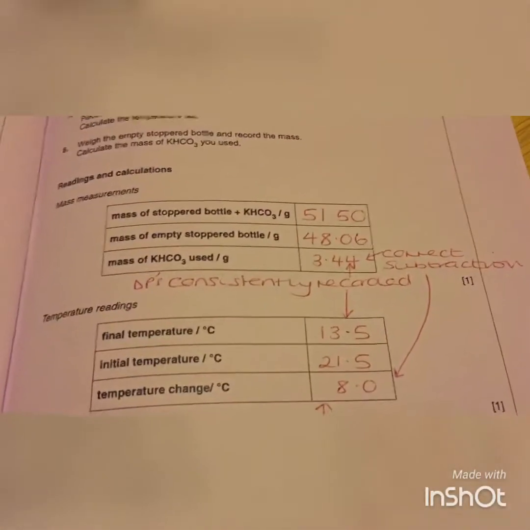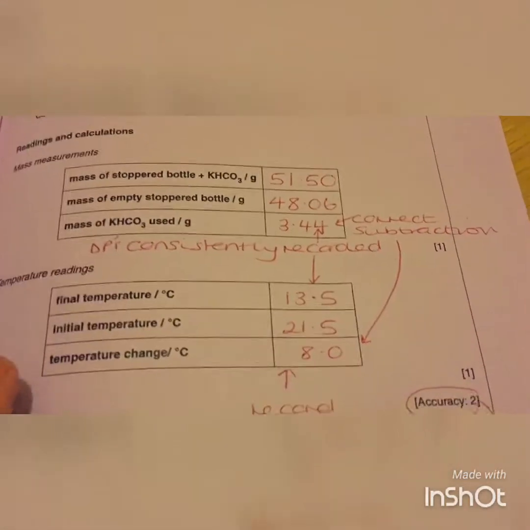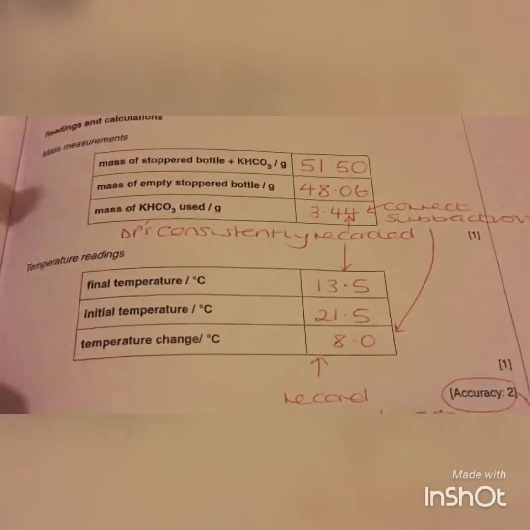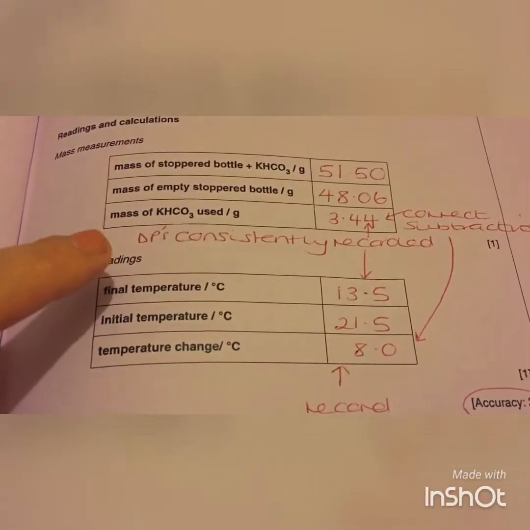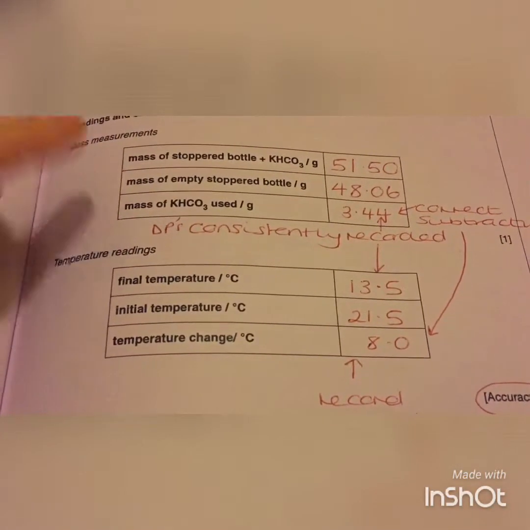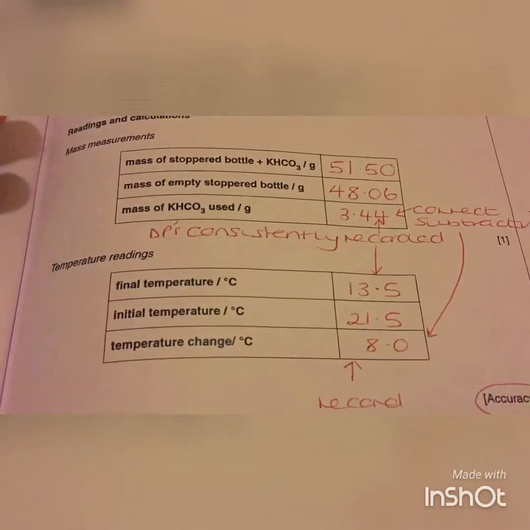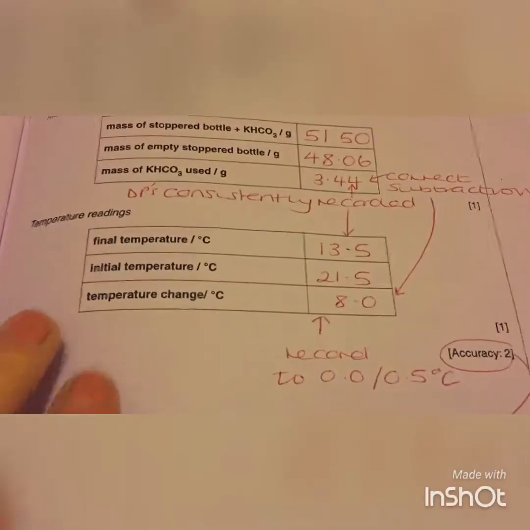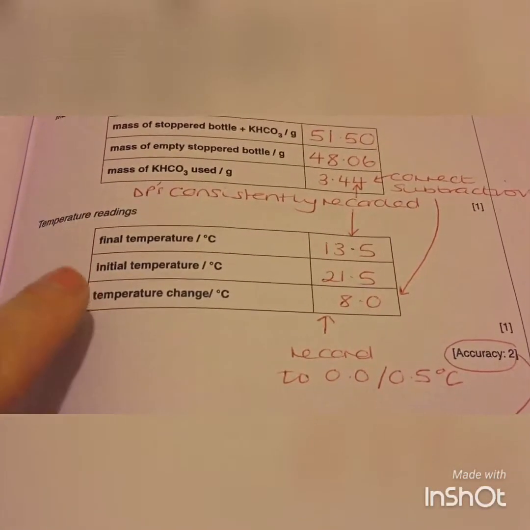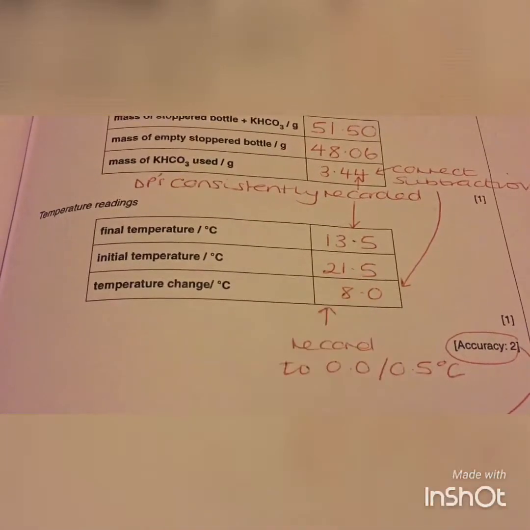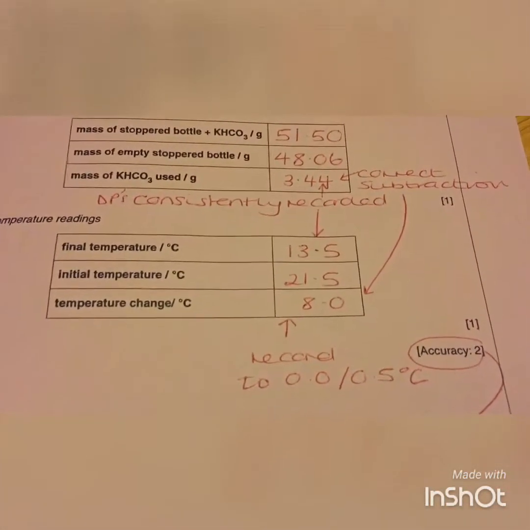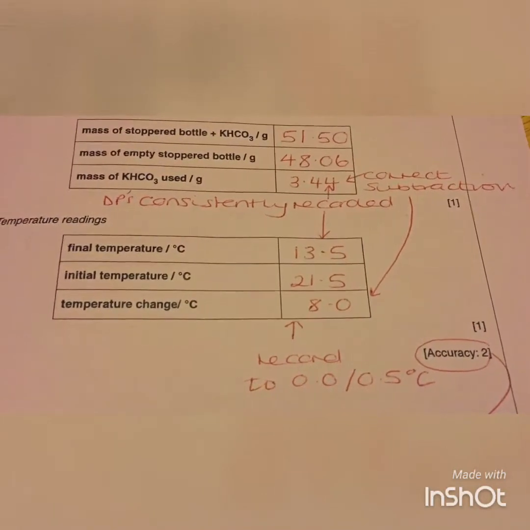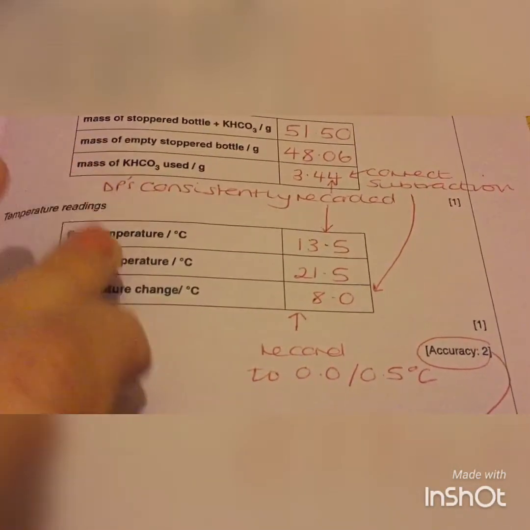KHCO3. So the marking points come from, first of all, one mark for the table here and another mark for the table here. You have to ensure that in both cases you have recorded to a consistent number of decimal places. For the first one with mass, it's 2 decimal places or 3 decimal places depending on the balance that you've used. And for temperature readings, it's initial and final temperature with a 0 or 5 as the final digits. You also need to make sure that your subtractions are correct for both of the readings.